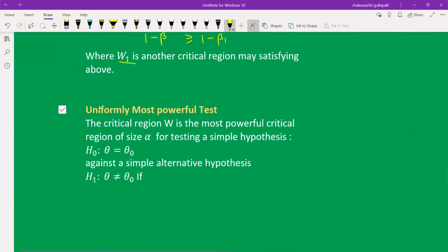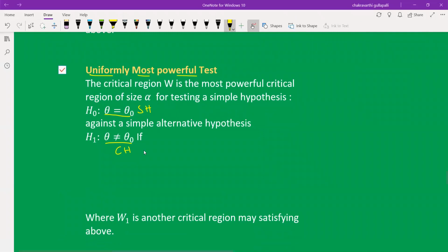Next, in some cases, the uniformly most powerful test. There is no difference here. Here is the most powerful test, simple to simple. Here it is simple to composite, a small change. The null hypothesis is in the form of simple, and the alternative hypothesis is in the form of composite. This is a composite hypothesis, and this is a simple hypothesis. Theta not equal to theta naught: this hypothesis does not specify the parameter completely, so it is called a composite hypothesis. A hypothesis that specifies the parameters completely is called a simple hypothesis. This is the simple to composite concept.